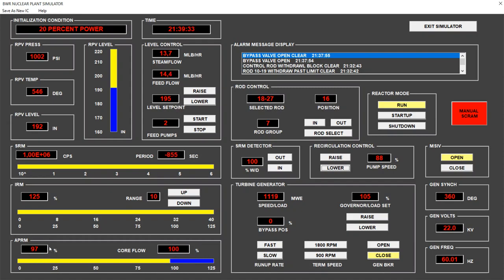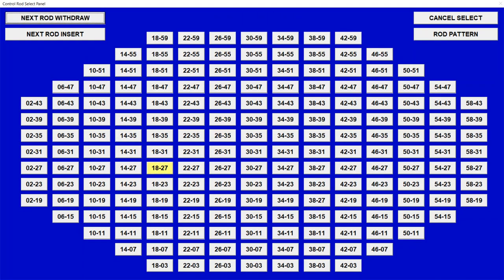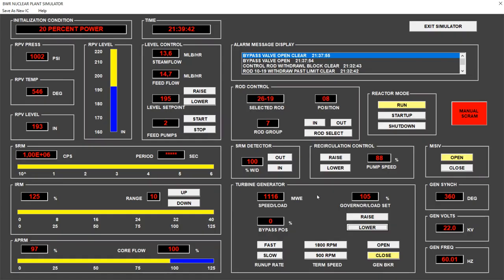And now we see that the thermal power is 97%, so we need to adjust this by withdrawing rods. 26, 19, and let's be slow here because we are very close to 100% of nominal. Ninety-eight, and 100. Let's wait for this to stabilize. Yes, we're critical, we're stable, and the period is infinity. We have 100% thermal power, nominal, 100% core flow. This is the design condition.